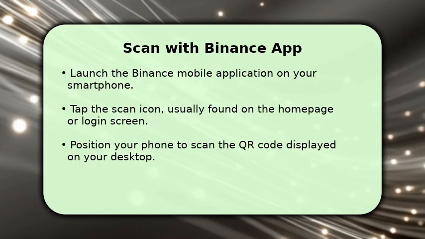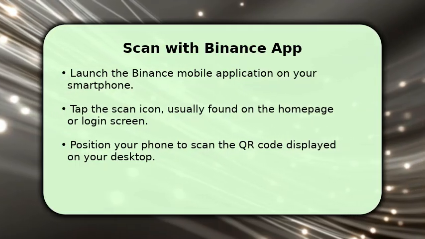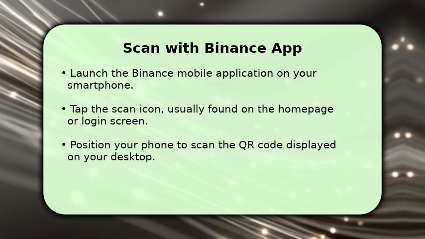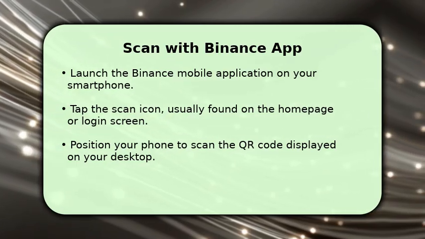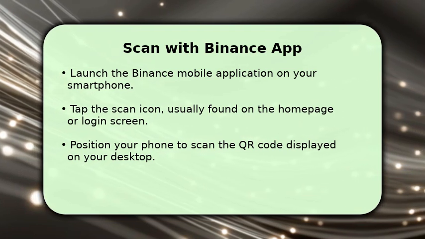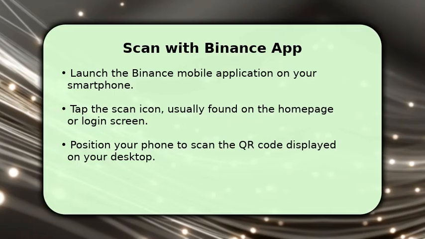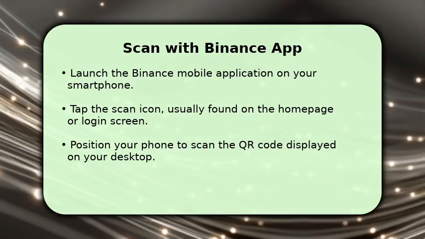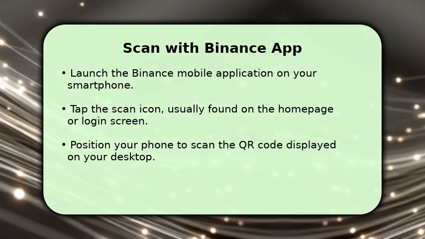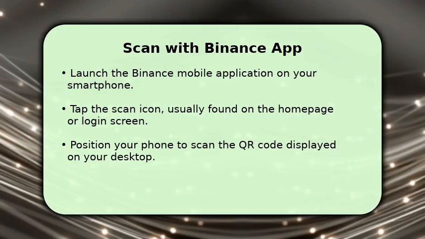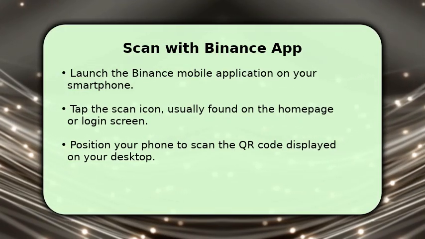Next, open the Binance mobile application on your smartphone. On the app's home screen or login page, you will find a small scan icon, often resembling a square with a line through it, usually located near the top. Tap this icon to activate your phone's camera. Carefully position your phone so that the camera can clearly capture the entire QR code displayed on your desktop screen. Ensure good lighting for a quick scan.